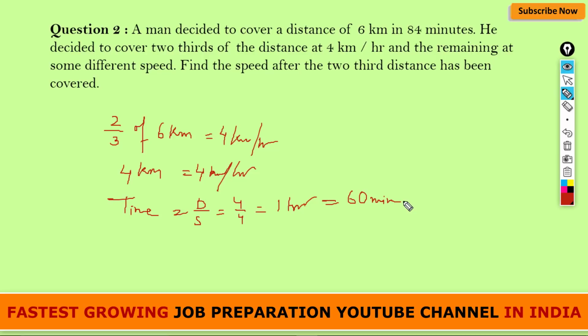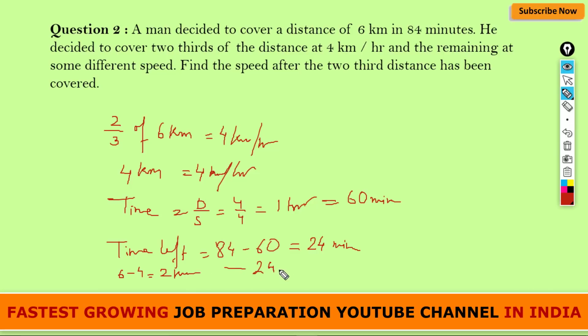So he was supposed to cover 6 km in 84 minutes. He has already covered 4 km in 60 minutes. So what is the remaining time? Time left equals 84 minutes minus 60 minutes, equals 24 minutes. Now the man has to cover the remaining 2 kilometers, because 4 kilometers are covered. So 6 minus 4 is 2. So 2 kilometers have to be covered in 24 minutes.